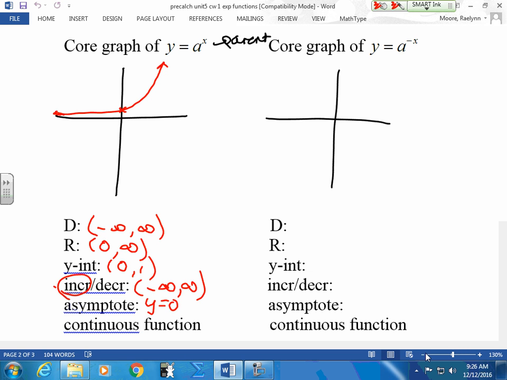And we call this a continuous function. You put your pen down and you never pick it up. It just keeps on going. It goes continuously. Okay?